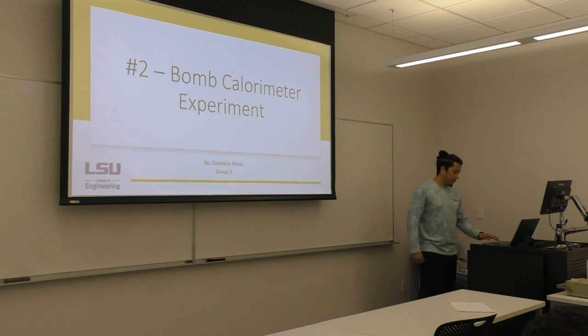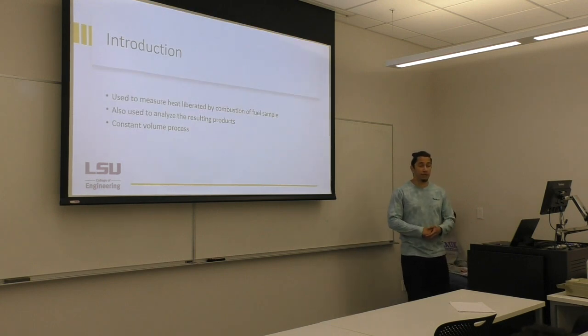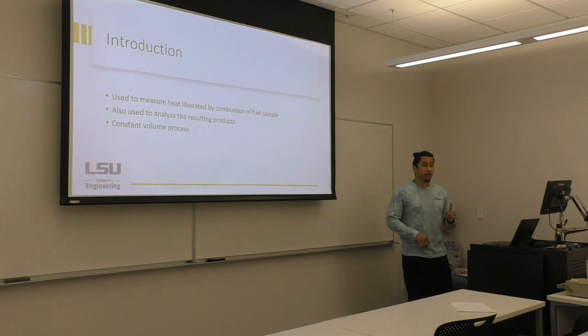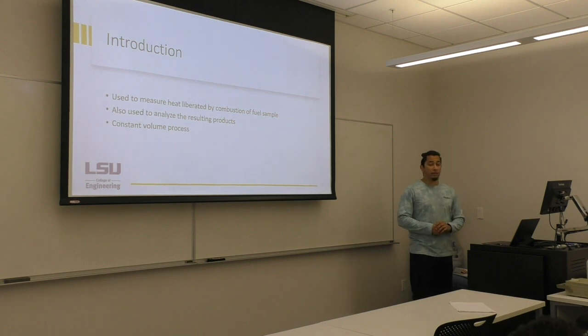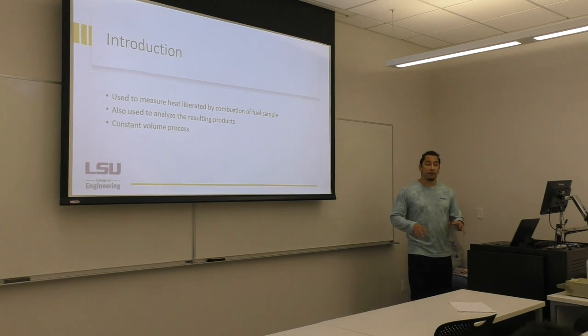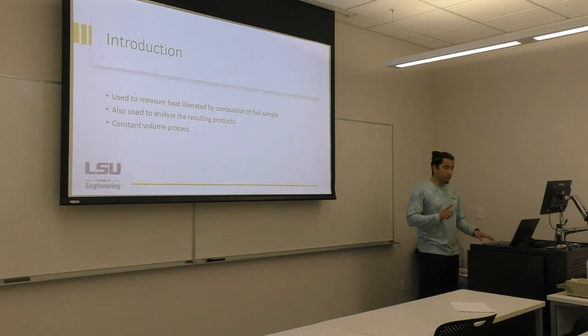This week I was the reporter for the bomb calorimeter experiment. So just a very brief introduction to the experiment. The bomb calorimeter is used to measure the heat liberated by combustion of a fuel sample, as well as to analyze the resulting products. The most important thing to note here is that this is a constant volume process. This simply means that there won't be any work done to the system. We'll go into detail about how we can derive the equations from the first law later on in the presentation, but just remember, constant volume, no work.